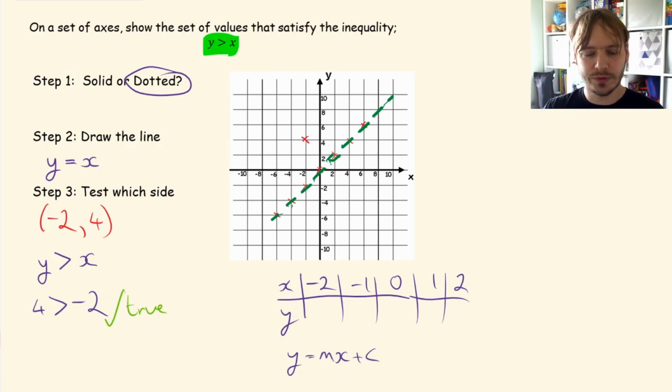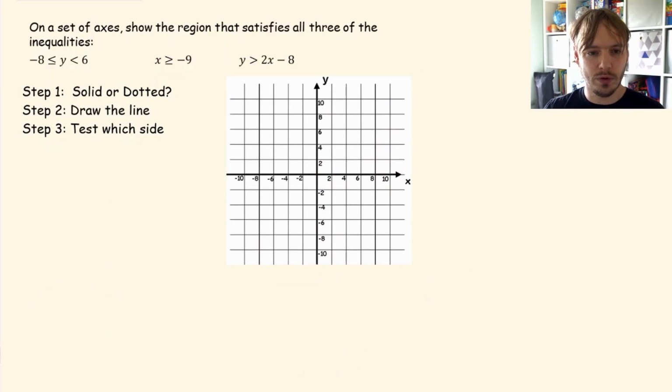So I want the section with my point in, so I'm going to cross out the other side of the line, and I'm going to label the section we want with a big capital R. Sorted. Those are 3 very simple examples. Let me just run you through one more.